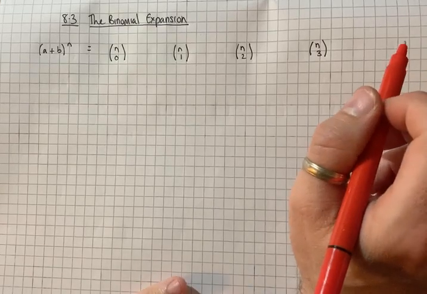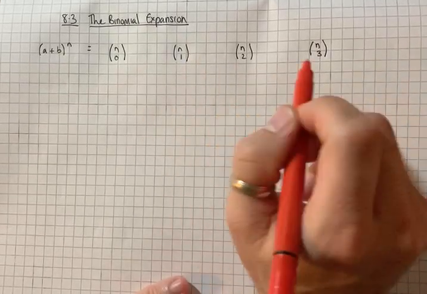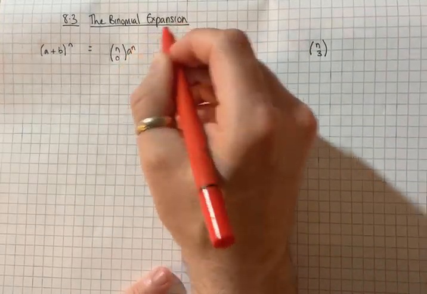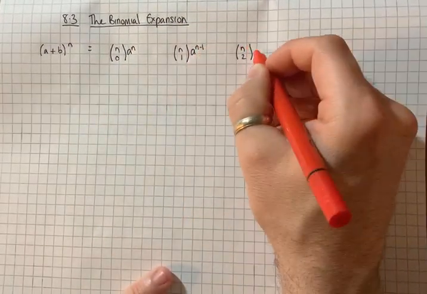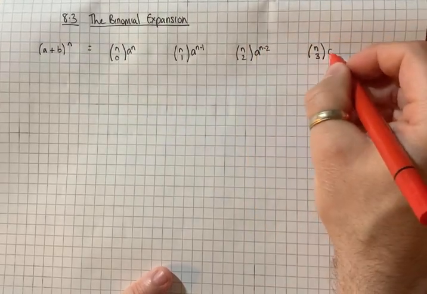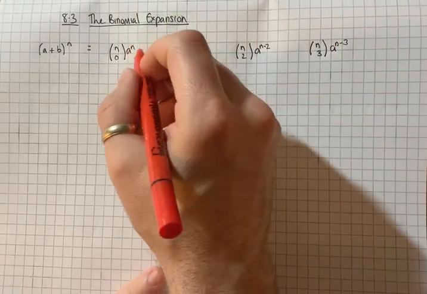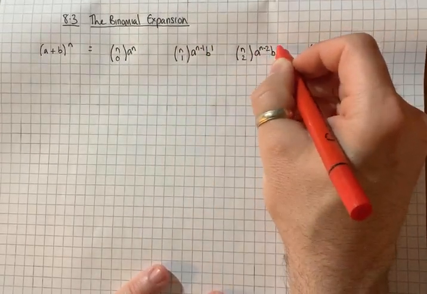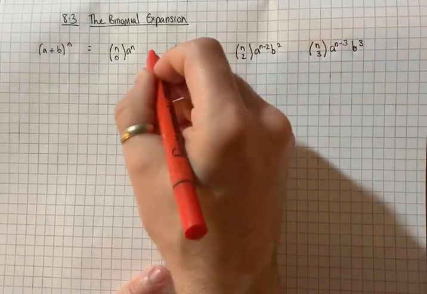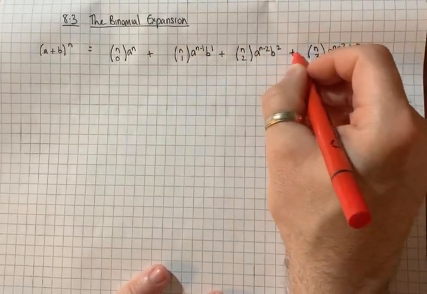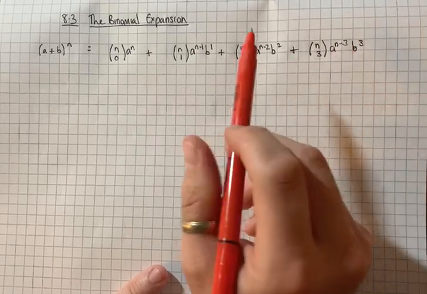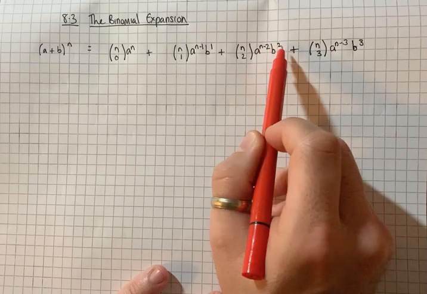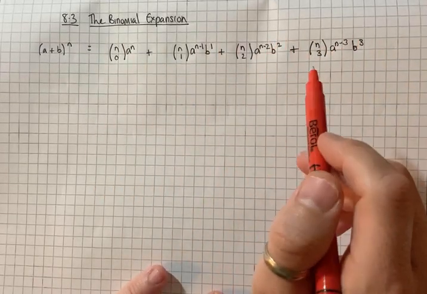But very often in the questions, I'll only ever ask you for the first 4 terms. This is usually sufficient. Then we'd have a to the n, a to the n minus 1, a to the n minus 2, a to the n minus 3, b to the 0, b to the 1, b to the 2, b to the 3. So that's just in general terms. Remember from previous lessons that the individual powers add up to the overall power. N take 2 add 2 is n, n take 3 add 3 is also n.